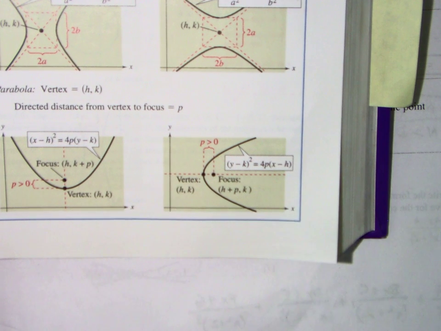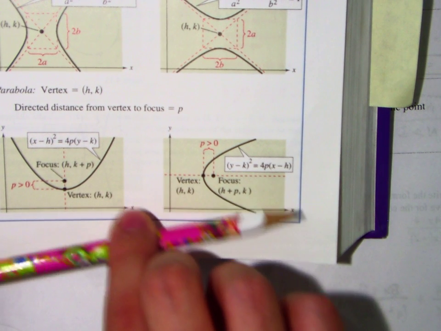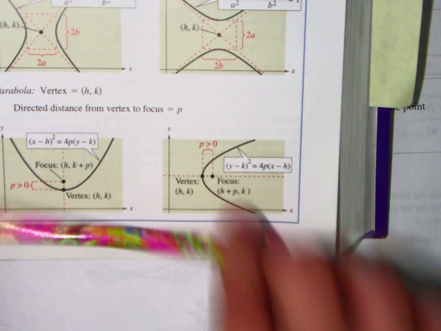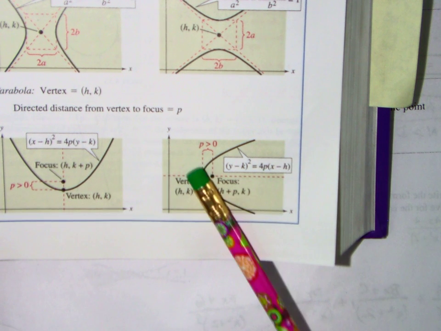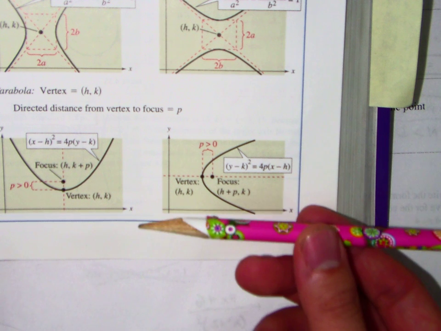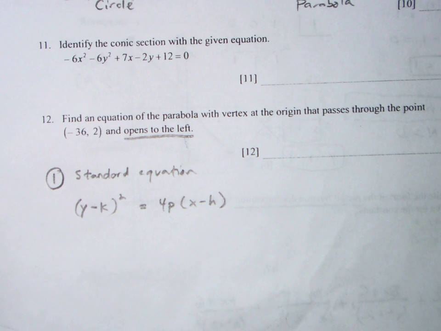Again, it's opening to the right. So therefore, p is greater than 0 in this one. If it's going to open to the left, p is going to be less than 0. So we know that p is going to be less than 0. It'll be negative. That is what we're looking for.